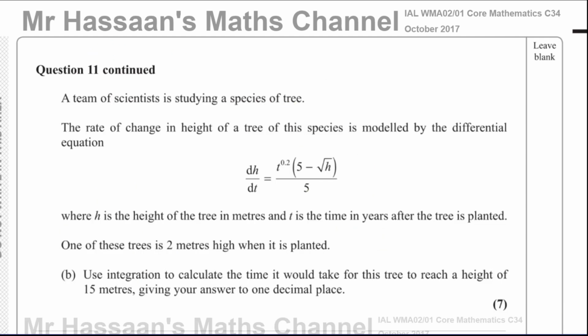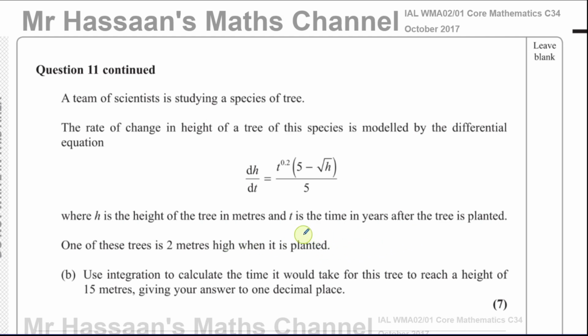And now for part B, it says a team of scientists is studying a species of tree. The rate of change in height of a tree of this species is modeled by the differential equation dh/dt equals t to the power of 0.2 times (5 minus root h) over 5, where h is the height of the tree in meters and t is the time in years after the tree is planted. One of these trees is 2 meters high when it is planted.